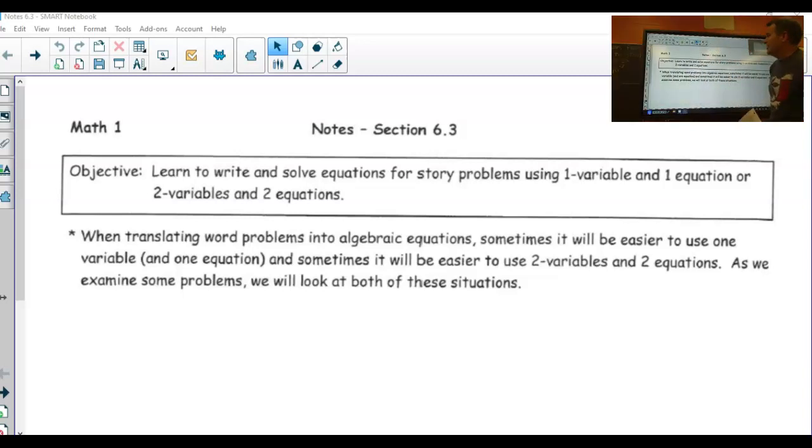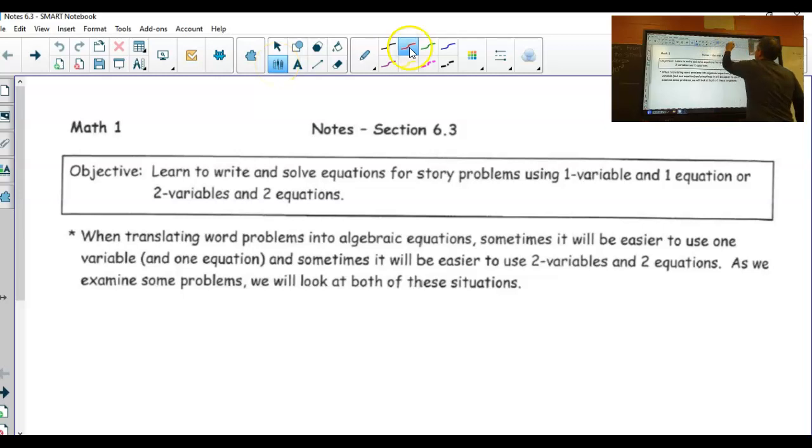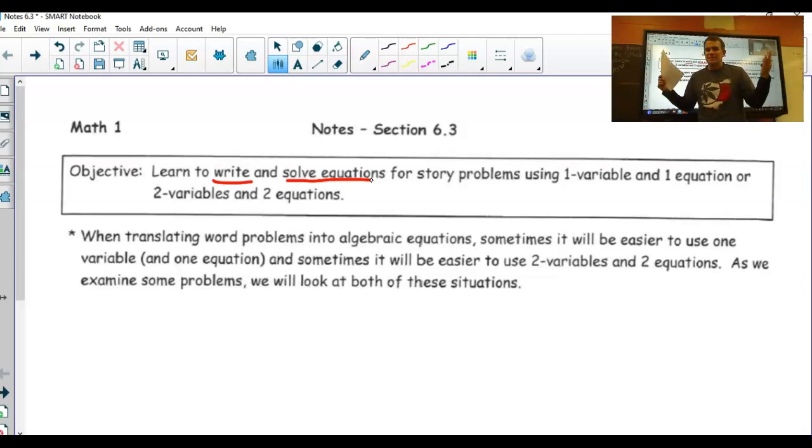This section, our objective is to learn to write and solve equations for story problems. What we're really going to talk about here is whether to use one variable or two variables in a story problem, and how to write a let statement for a story problem. So let's get to it.